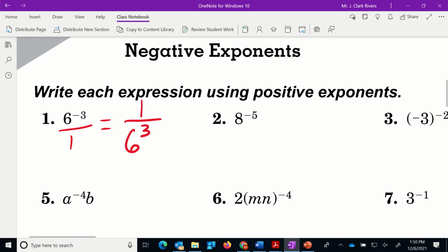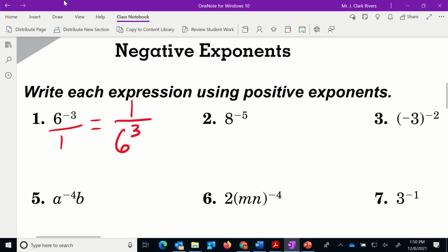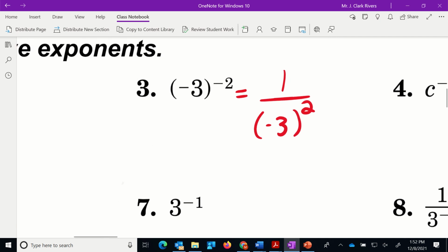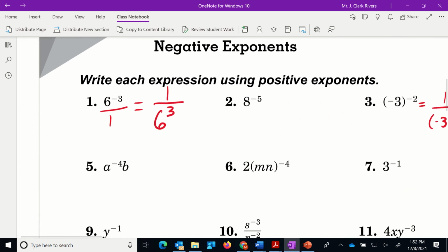If you're confused, you'll see. Okay, here we have negative 3 to the power of negative 2. The exponent is negative. Is it in the numerator or the denominator, you guys? The numerator, right? So we're going to drop it down to the denominator, keep everything the same. The only thing that changes is our exponent changes signs. What's in the numerator? 1. So it's 1 over negative 3 to the power of 2. Okay? Let's try another one.